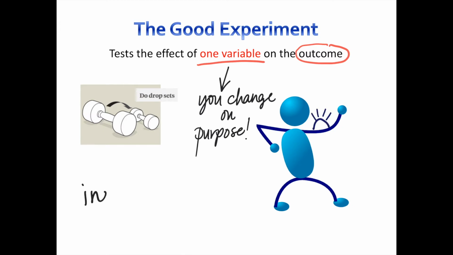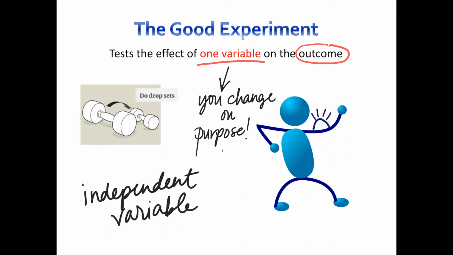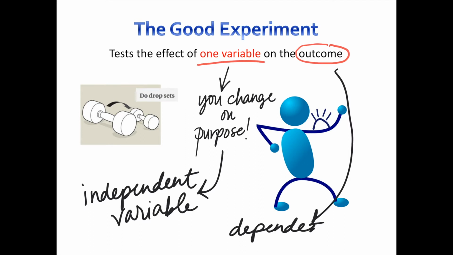In science, we call this single variable that we're testing the independent variable, and our outcome, or the thing we are measuring, is referred to as the dependent variable because it's dependent on the variable that we're testing.